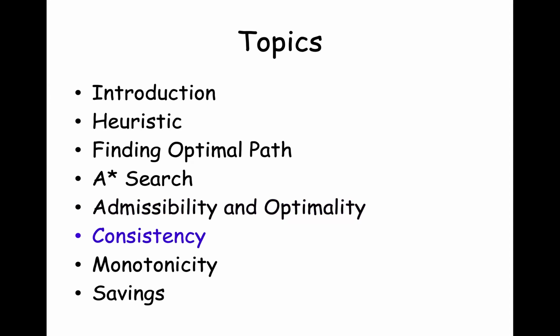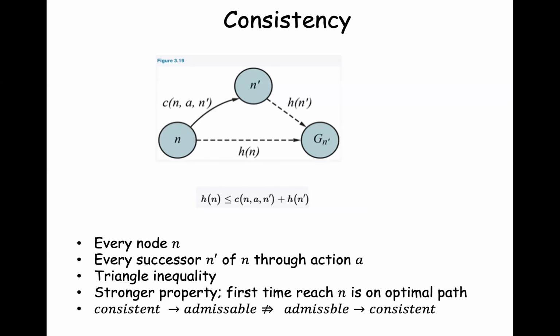So another important property, aside from admissibility, is something called consistency. And consistency has to do with something called the triangle inequality. I'm going to take this diagram and draw a slightly different version of it, going from n to n prime. So n prime is the successor of n. And we're going to have our path cost estimate to get to the goal state from n prime.